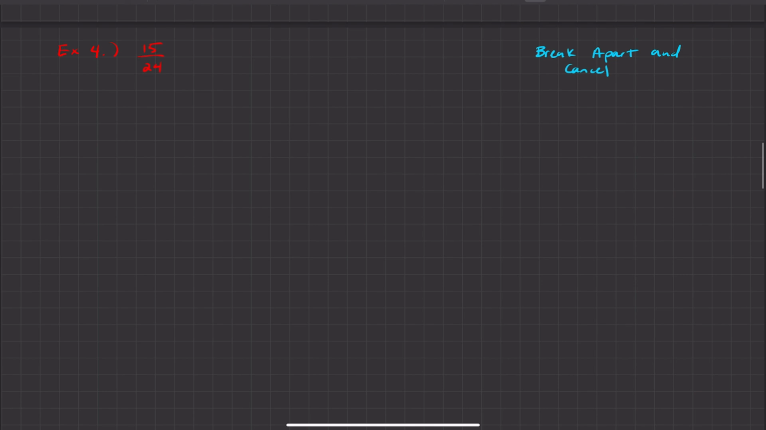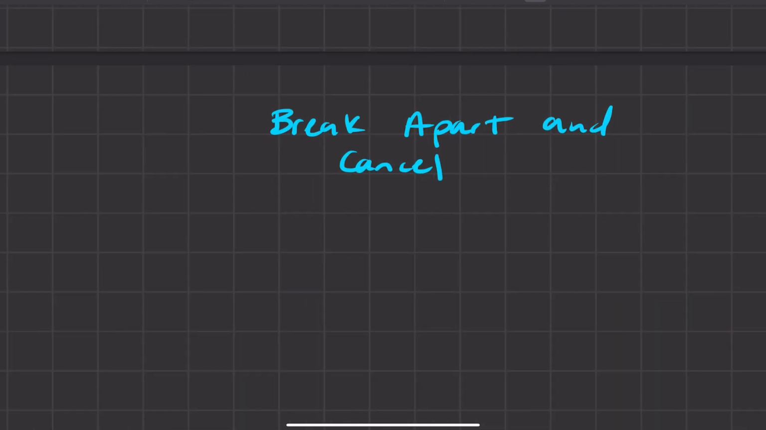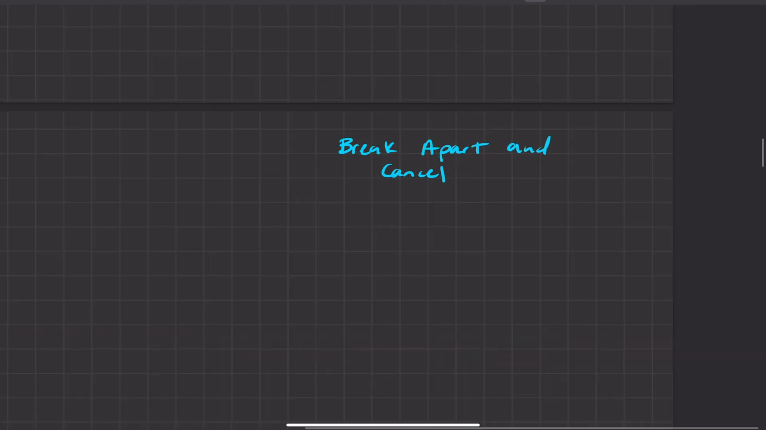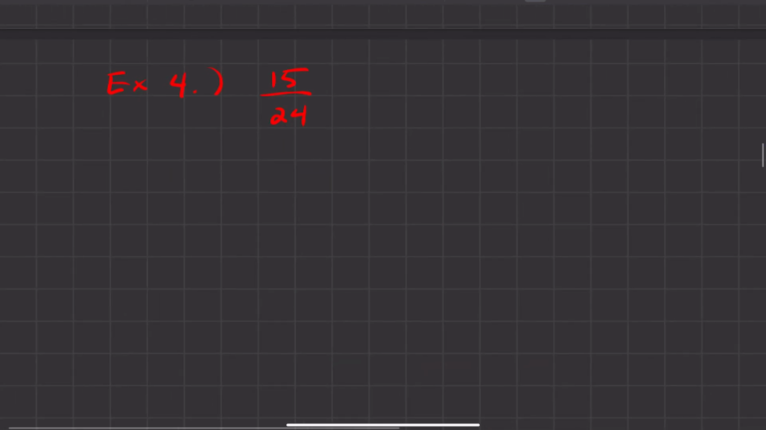Alright, what I'm going to go ahead and do is I'm going to introduce the break apart and cancel methods. We're not going to do the GCF, but it does look like we are doing the GCF, but it's just breaking the numbers apart and then canceling if the top and bottom have some things in common, okay? So I'm going to go ahead and take a look at this.